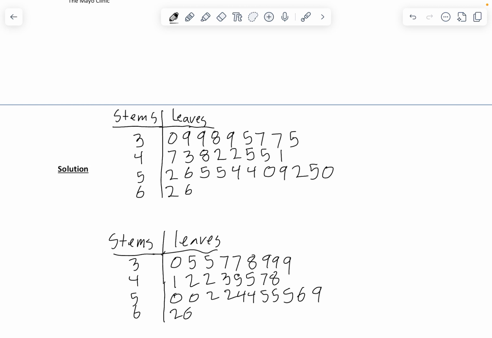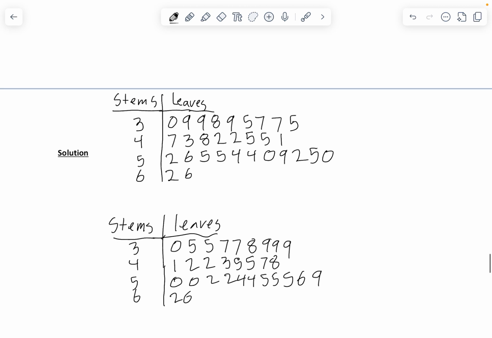So again, that's generally considered good practice, to rearrange the leaves in numerical order, although it may not be strictly necessary. So that's what a stem and leaf plot looks like. It's a nice way to summarize data in a fairly quick and simple way with a little table format. So that's it for this video.